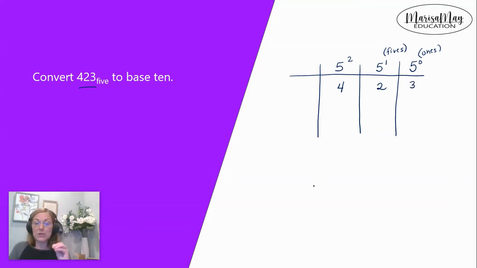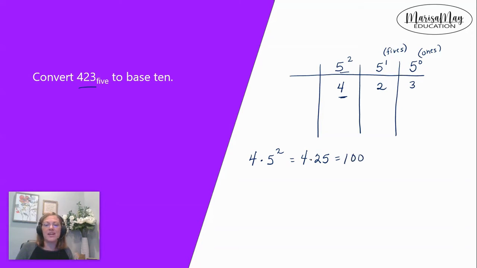So here's what we're going to do to convert it to the base 10 system we know. We're going to take the digit and multiply it by the place value. So 4 times 5 to the second is 4 times 25, which is 100. Then we'll do the 2 times 5 to the first, and that would be 2 times 5, which would give us 10. And then finally, we have 3 times 5 to the 0 power. That is 3 times 1, or just 3.